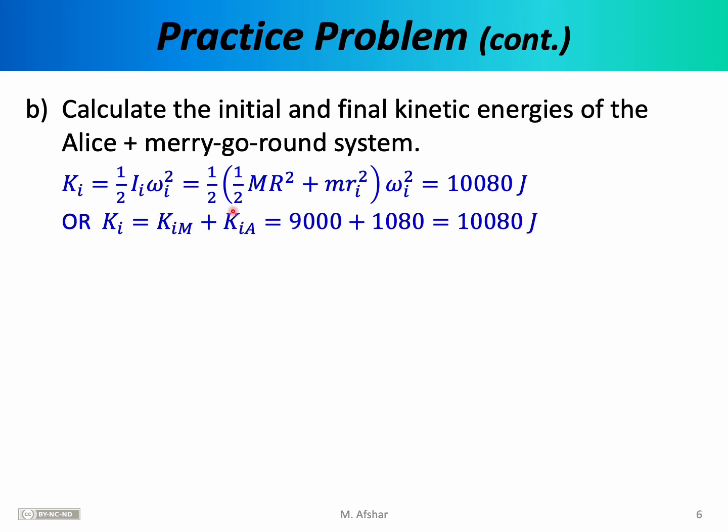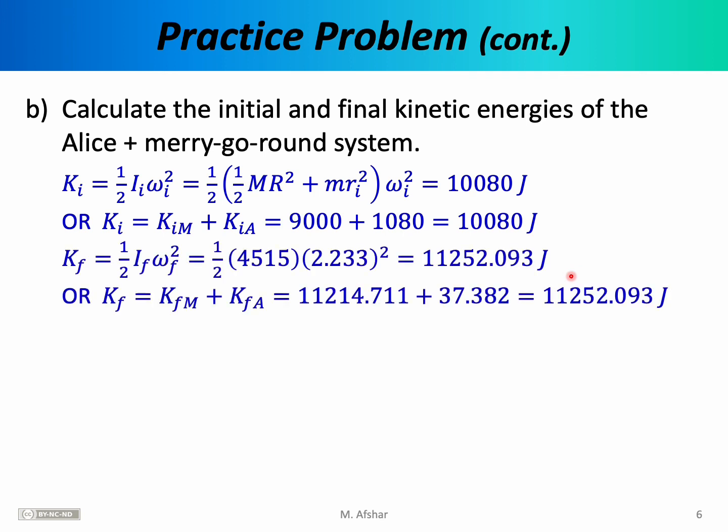Initial inertia is 1/2 mr squared, which is the inertia of the disk or the merry-go-round, plus Alice's initial inertia, which we're treating as a point particle. Omega initial was given to us as 2 radians per second. We can plug all that in and we find that the kinetic energy of the system initially is 10,080 joules. If you want, you can break that up into 2 pieces. You can say the merry-go-round has a certain amount of kinetic energy, Alice has a certain amount of kinetic energy. You can calculate those separately and you would get the same final answer.